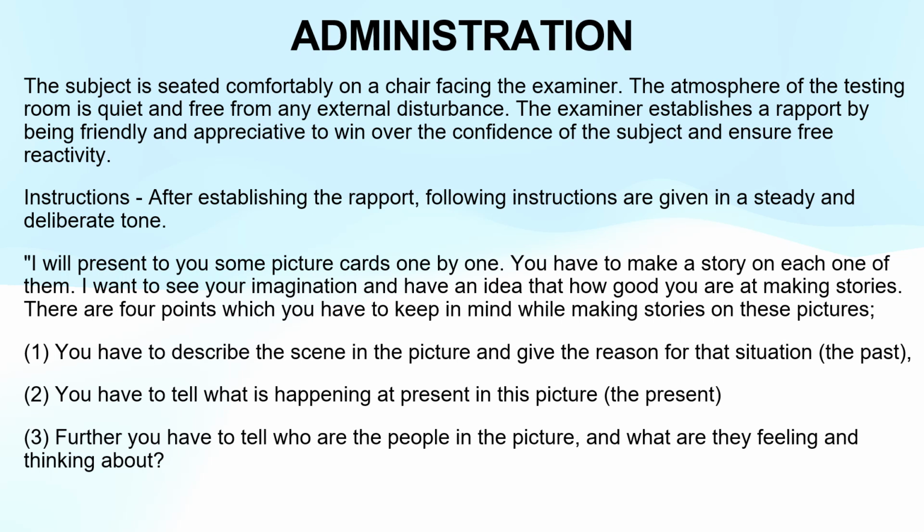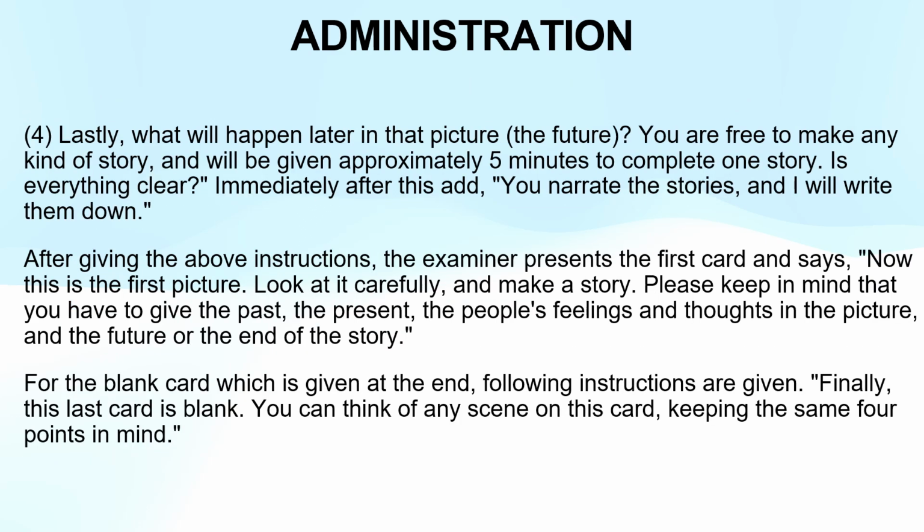So first is how did they reach this, second is what they are doing at present in the picture, third is what they are thinking and feeling in the picture, and the fourth is what will happen later in the picture, so the future. So past, present, thoughts and feelings, and future. These are the 4 things that you have to test on.